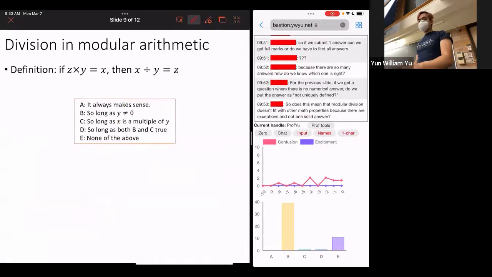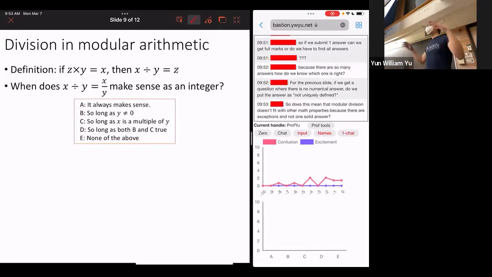So the question is, when does this make sense? Oh, yeah. So does this mean that modular division doesn't fit with other math properties because there are exceptions and not one solid answer? That is a very good insight. It can, depending on, so it doesn't quite fit in. And so you have to do more work to try to make it fit in. Remember, when we had division previously, one of the things you did is you could invent new numbers. You can invent new types of things to make things work.